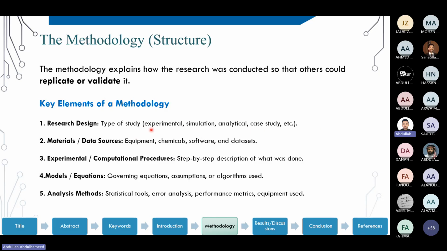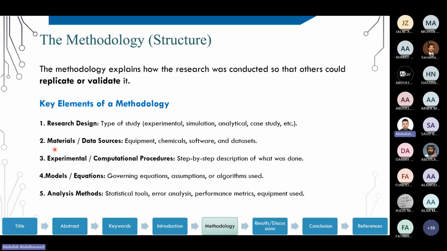For example, experimental study, people usually will do something like material preparation, some kind of fabrication. People who are doing simulation will mention something about algorithms, modeling, boundary conditions, something like that. Analytical people will talk about data collection. So for each one of these research designs, the way that you structure your methodology will be different, but it should all be under methodology.